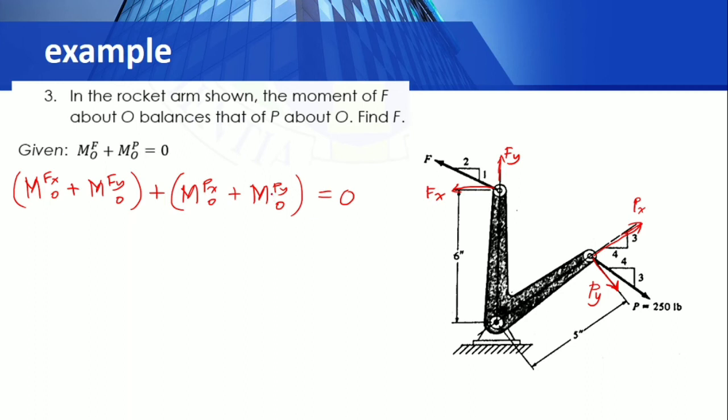And class, don't forget our sign convention. When our moment is clockwise, that will be positive. And counterclockwise, that will be negative. Okay? So first, to get the force F, let's first get our F of X and F of Y. So let's first get its slope. Our slope is already given, so that will be 2 and 1. So let's get its hypotenuse, that will be 2 squared plus 1 squared. So its square root will be equal to square root of 5.